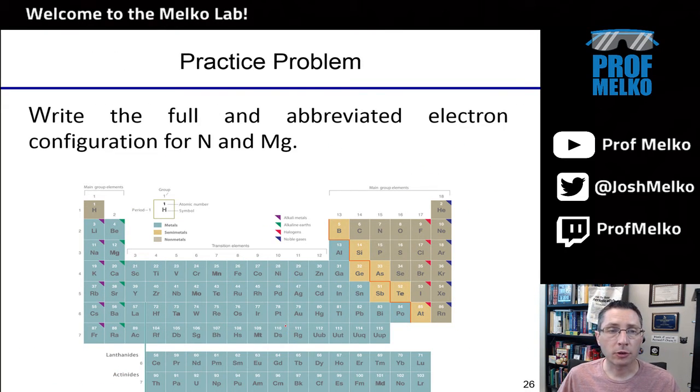Let's take a second and do a practice problem. Try to write the full and abbreviated configuration for nitrogen and magnesium. Pause the video here and try for yourself.